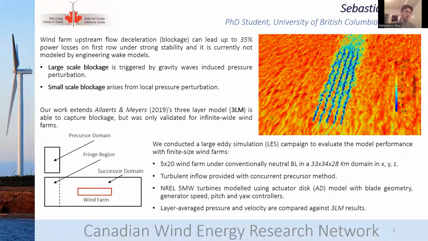In order to model the wind turbine, we use the actuator disk model, and we include the blade geometry, the rotor speed, pitch, and yaw controllers in the model. Those are the ones of the NREL 5 megawatt reference wind turbine, meaning that we do not prescribe a CT value. The thrust and the power are actually computed from the blade properties, which are discretized upon the rotor disc.